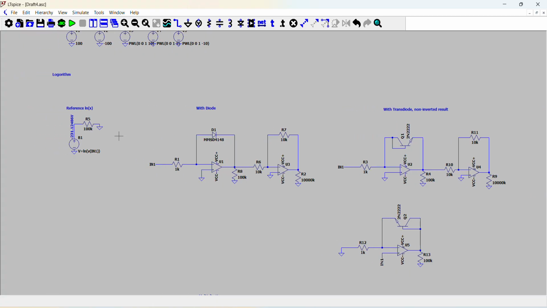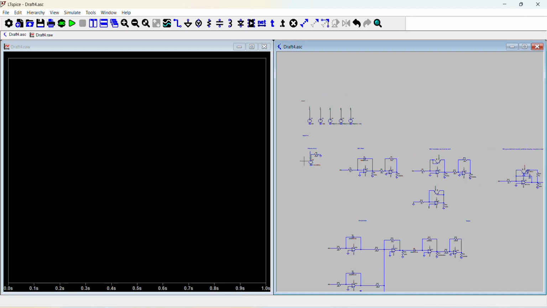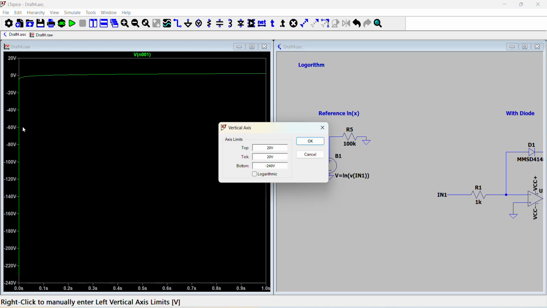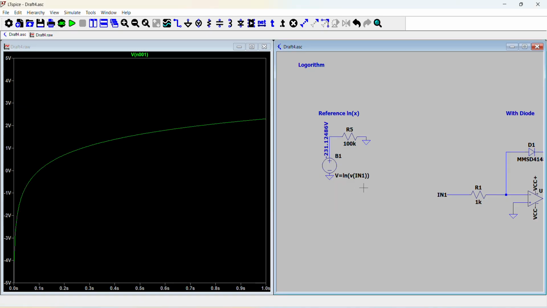So first of all, let's have a look at what a log function actually looks like. So I will run the simulation, and then do this, and I'm going to go -5, 5, and 1. So this is just set up to see what ln of x looks like.